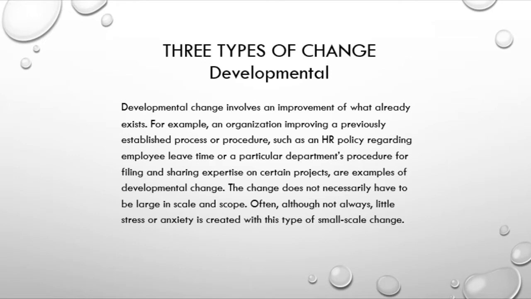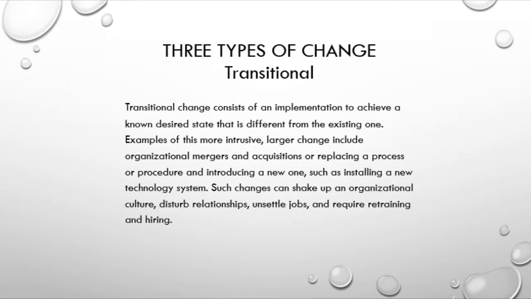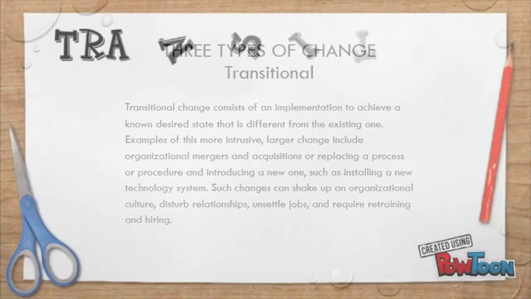The change does not necessarily have to be large in scale and scope. Often, although not always, little stress or anxiety is created with this type of small-scale change. Transitional change is the second type. Transitional change consists of an implementation to achieve a known desired state that is different from the existing one.